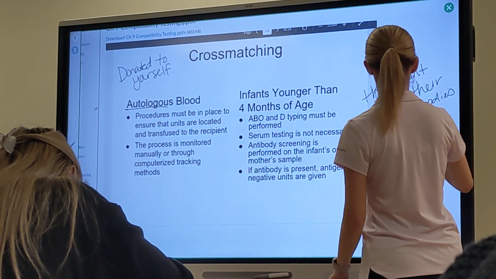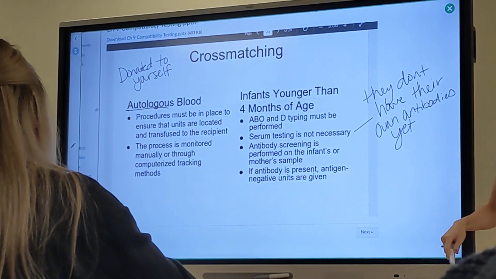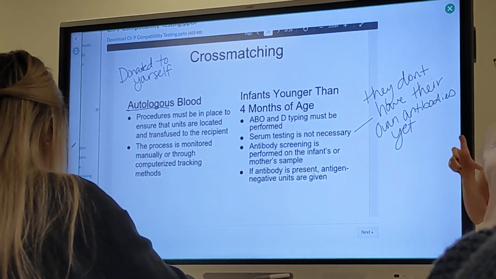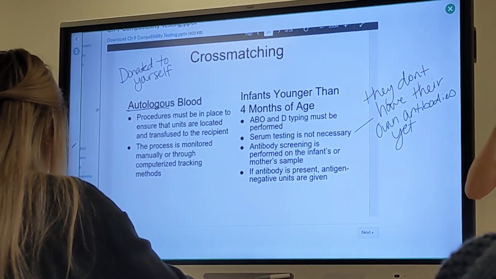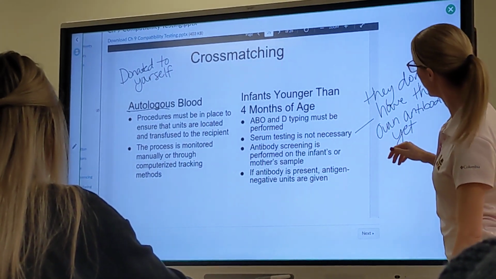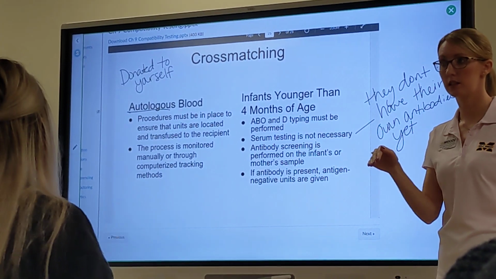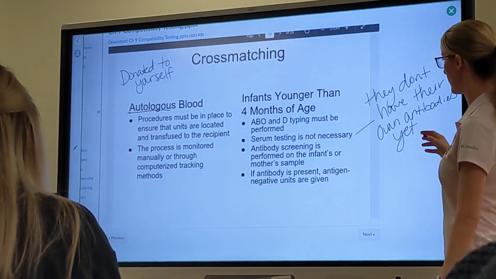Okay, so I saw somebody run a baby sample on the machine and they manually programmed it. The automated label tells the machine what to run. So it would do a group and an RH. So it would do a forward only, right? Do the ABO and the RH.